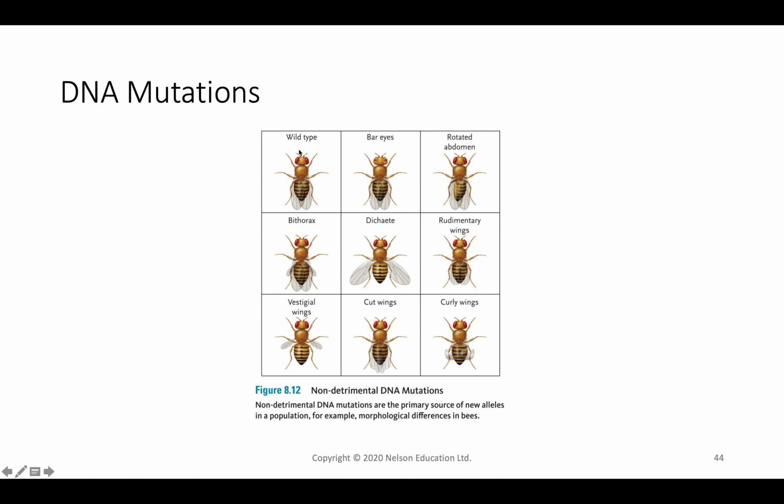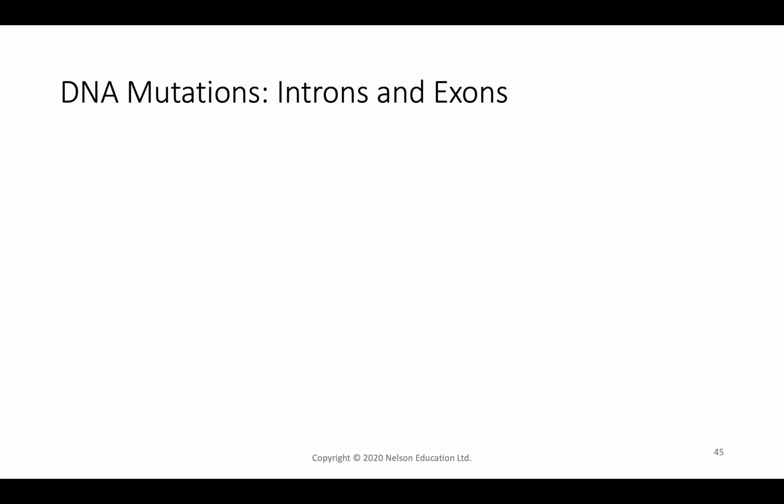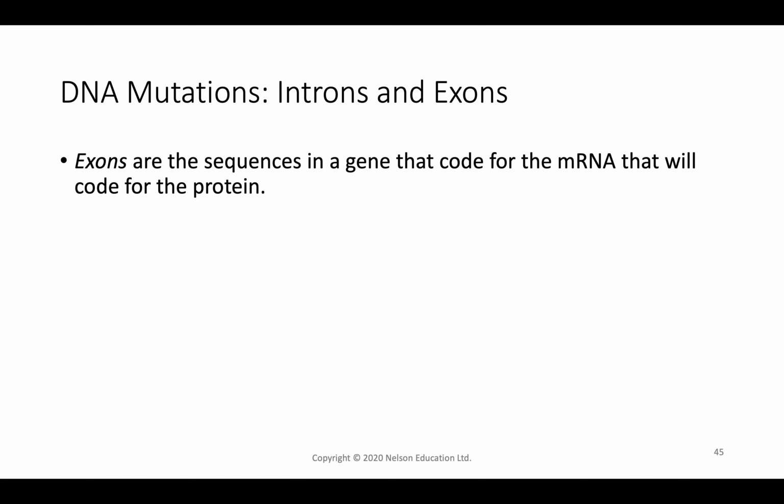We could also have eyes. So here's the wild type with regular eyes. Here's the bar eyes that are abnormal. Wild type with the regular abdomen or the abnormal abdomen. So depending on where the DNA mutations end up, they can cause a difference in the phenotype or outward appearance of the organism. All right.